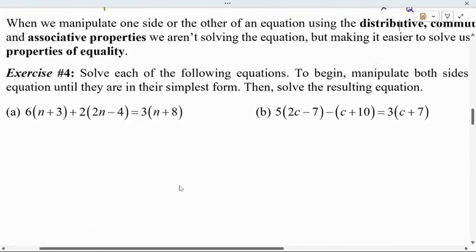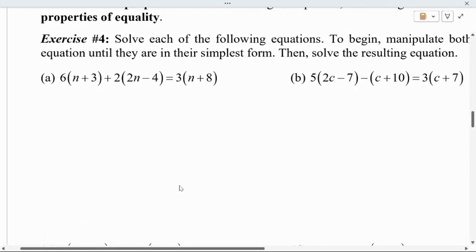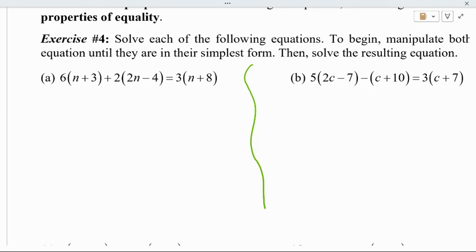All right, we're almost done. So we're going to do example A together. Tim, I know you just walked in, and I'm sorry to do this to you, but if you look at example A, 6 times the quantity n plus 3 plus 2 times the quantity 2n minus 4 equals 3n plus 8, what is the first thing that your brain tells you you're going to have to do? Running out the door is not an option. Distribute the numbers outside the parentheses. Yeah, I'm going to have to distribute the numbers outside of the parentheses.